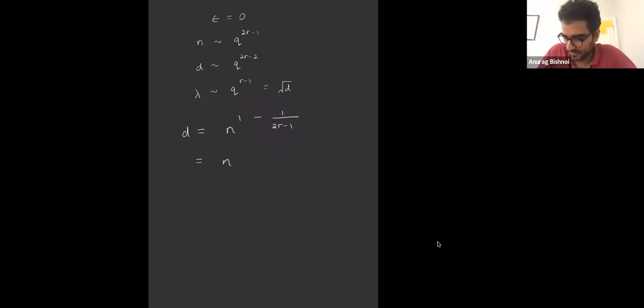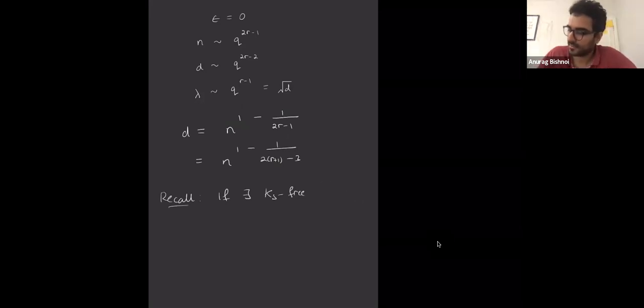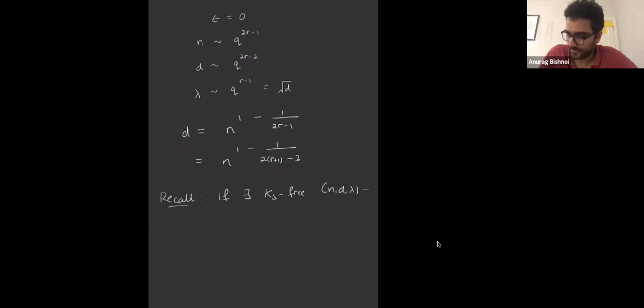Okay, let me write it again. This is twice of r plus 1 minus 3. Does that remind you of something? So recall, if there exists a K_s-free (n, d, lambda) graph with lambda equal to big O of square root d, so optimally pseudo-random, and d is equal to n to the 1 minus 1 over 2s minus 3, then we have solved the big open problem in Ramsey theory.